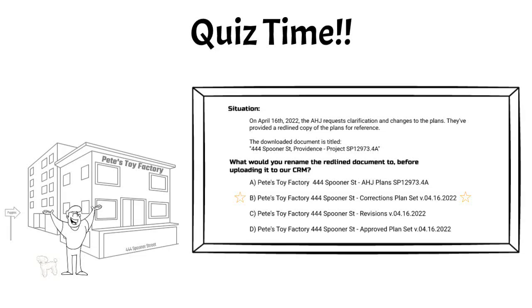If you answer B, you are correct. The correct answer is Pete's Toy Factory, 444 Spooner Street, Corrections Plan Set, B0416-2022. As you can see, the document description has changed to reflect its current status within the project pipeline, and has an updated version date.